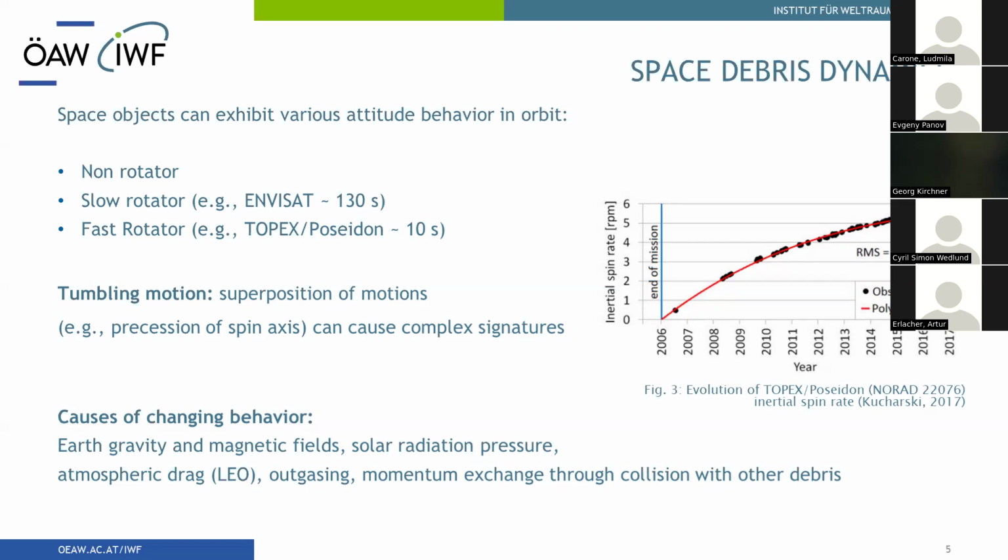And the cause for this changing behavior is the fact that the debris object interacts with its environment. For example, Earth's gravity and magnetic field, but in the higher orbit regimes, solar radiation pressure is also a driving force. In the lower orbits, like in LEO, the atmospheric drag is a huge influence. Then we have outgassing of components, and of course, there can be momentum exchange caused through collisions with debris or meteoroids.